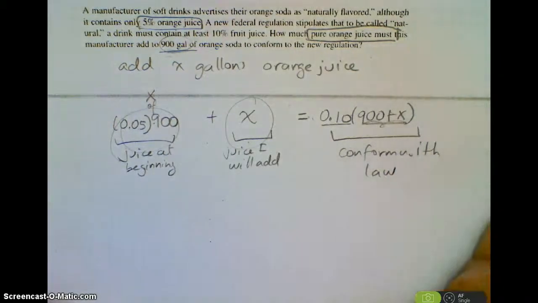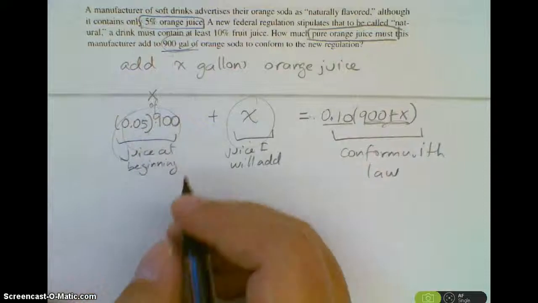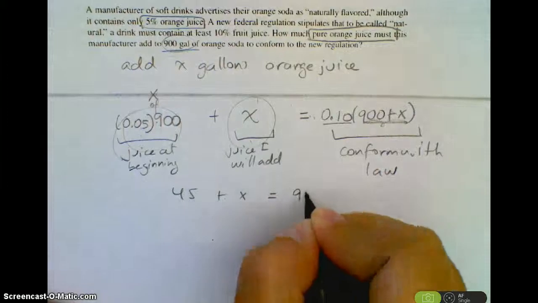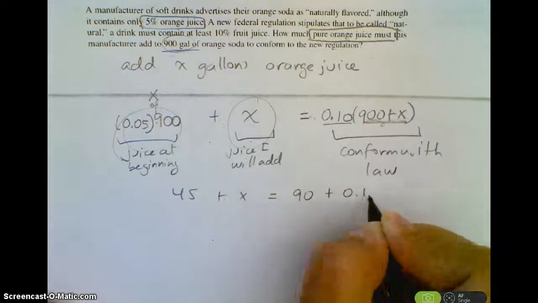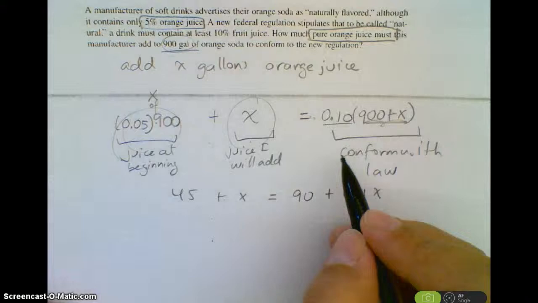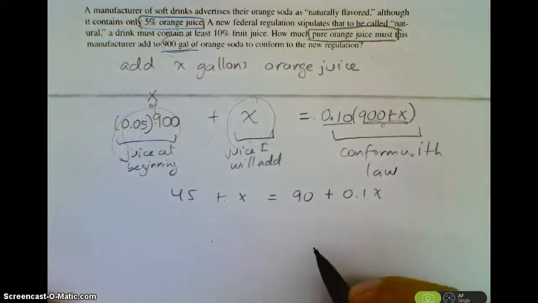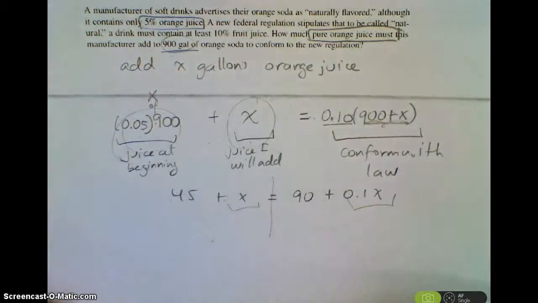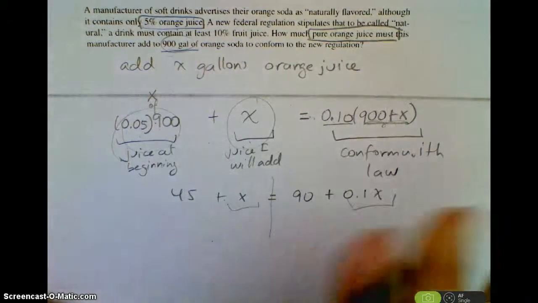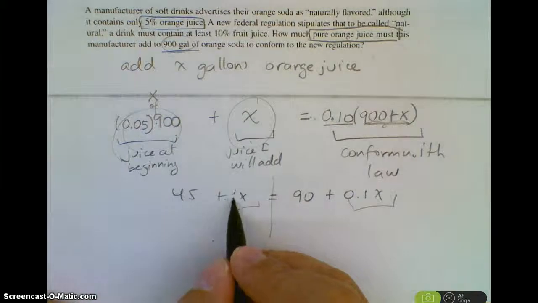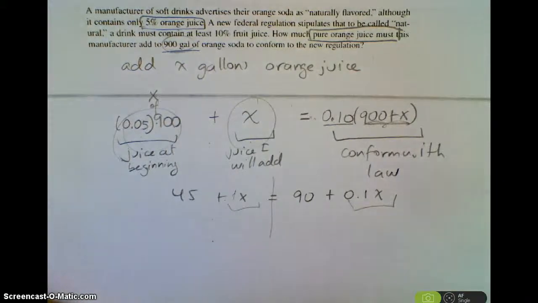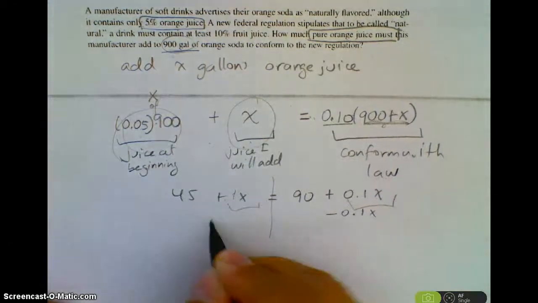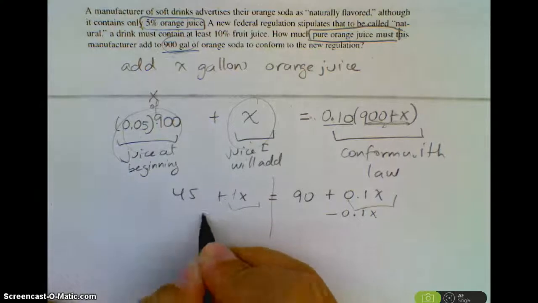Alright, so the rest is a piece of cake. The multiplication of these two gives me 45 plus X equals 10% of 900, which is 90, plus 10% of X. Notice how I put 0.10. I could put 0.1 because they are the same. And then I notice that I have the variable on different sides of the equal sign. So I must get rid of the variable on one side and bring it to the other. Since this has coefficient 1 and this has coefficient 0.1, I'd rather have my variables with positive coefficients. So I'm going to get rid of this 0.1. But you could have gotten rid of the plus X as well. It doesn't matter.